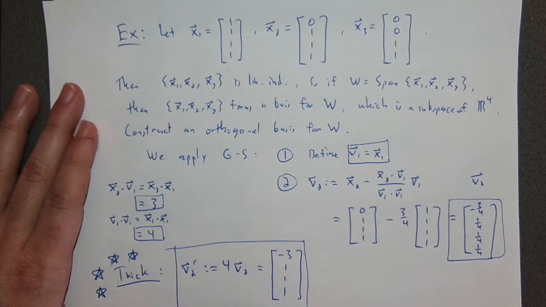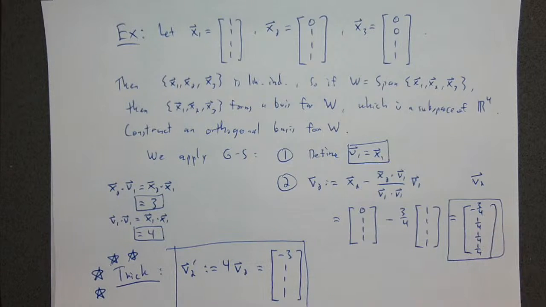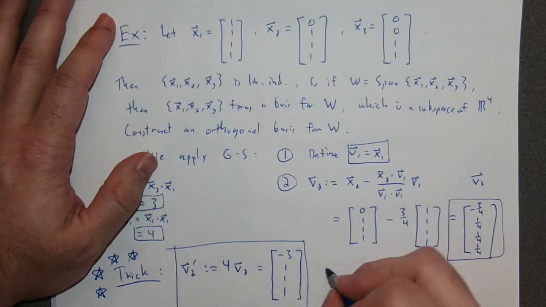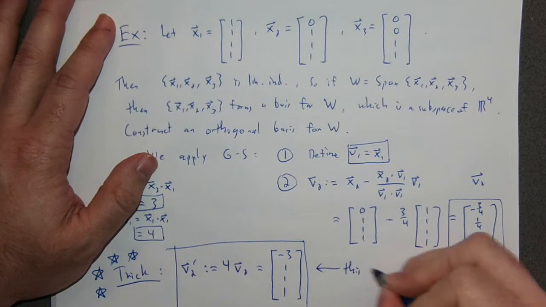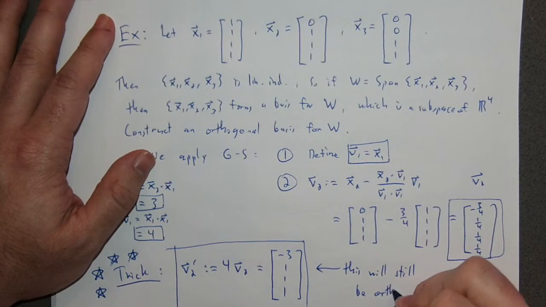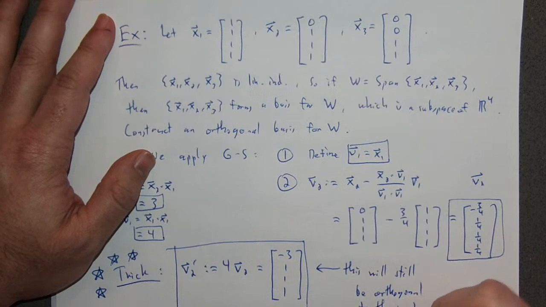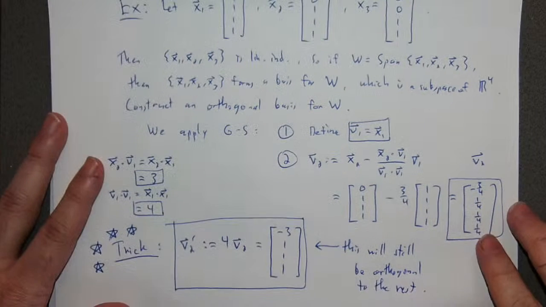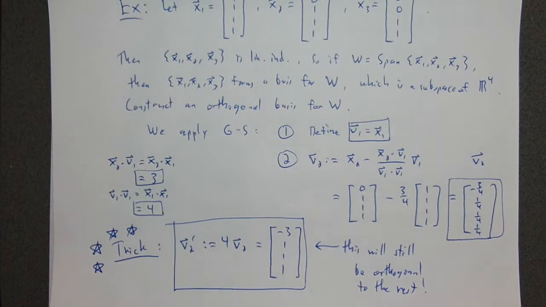This is a nicer thing to deal with than the v2 that I originally got out. And this will still be orthogonal to the rest. So that's why this is a very nice trick to know. This can save you a lot of time and a lot of headache when it comes to doing these computations.